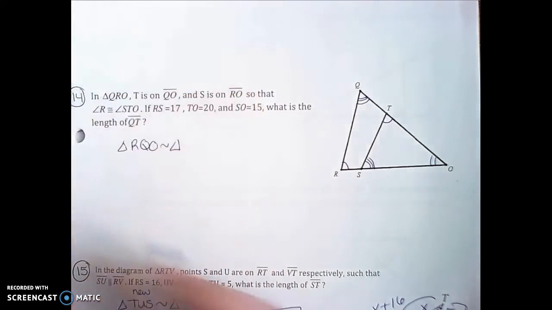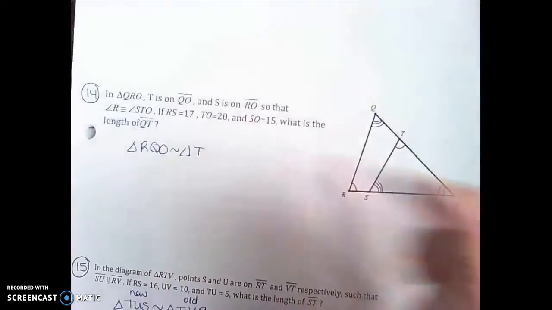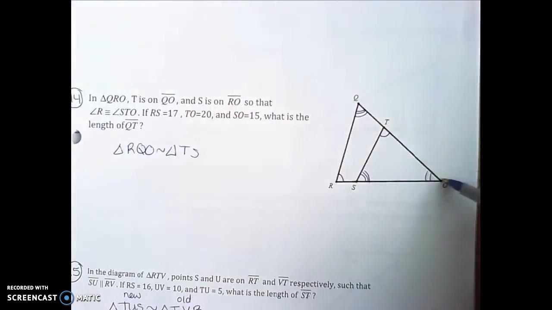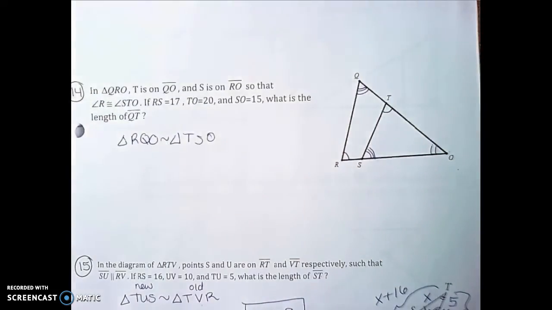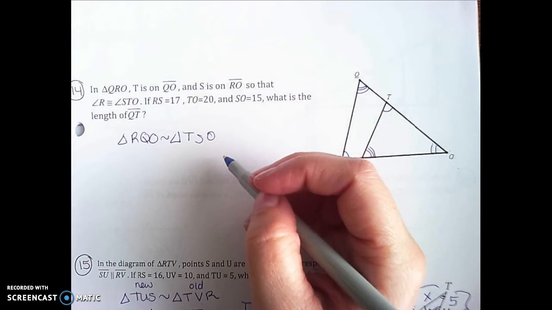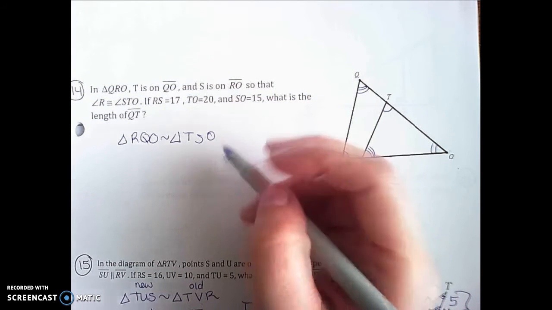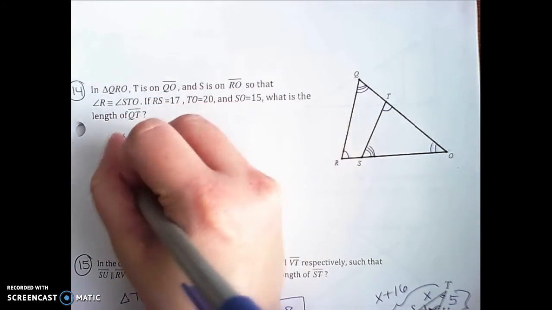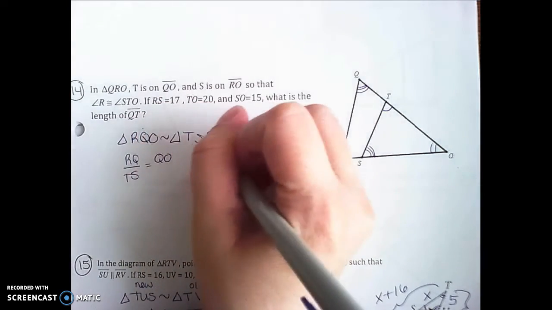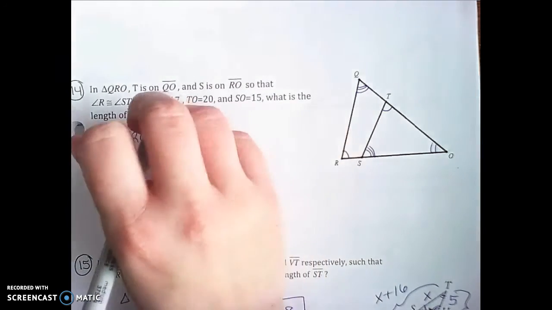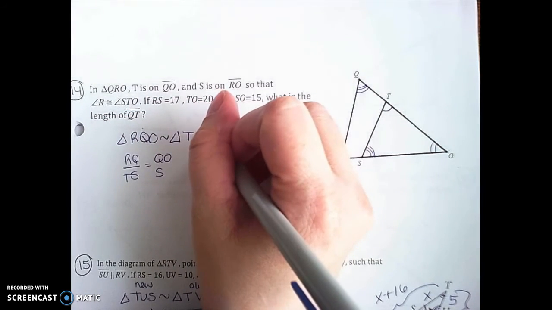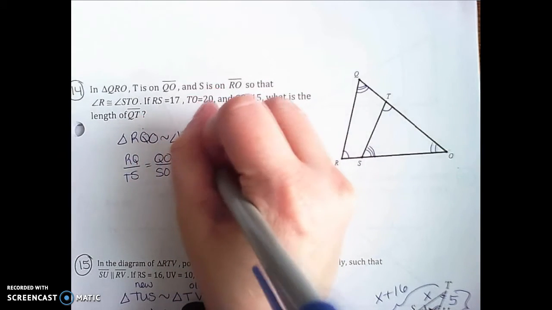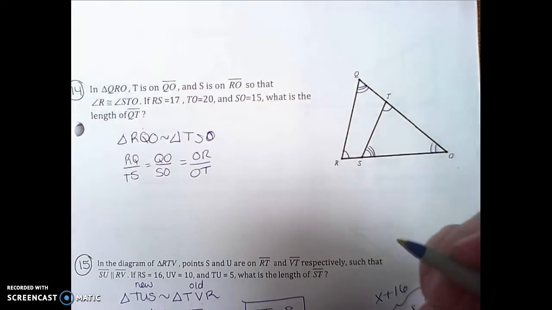So my similarity statement, triangle RQO is similar to triangle. R corresponds with T, Q corresponds with S, and O corresponds with O. Again, this problem has nothing to do with angles. I don't ask you about angles, so I'm not going to set up congruent angles. I'm going to set up my scale factors. Again, I'm going to do new over old. So I have RQ over TS equals QO over SO equals OR over OT. Okay.